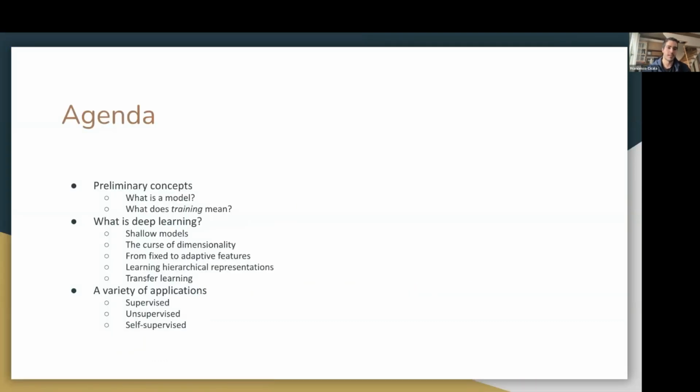So today's agenda is the one that you can see. In the first section, preliminary concepts, we will develop an intuition of what a model is and what it means to train a model or to learn in this context. The goal of the second section, what is deep learning, is to identify a few important ideas that will bring us then to the core essence of deep learning. And in the last section, I'll quickly introduce some applications of deep learning to emphasize the versatility of this framework. But in tomorrow's session, we will dive deeper into these more concrete aspects.